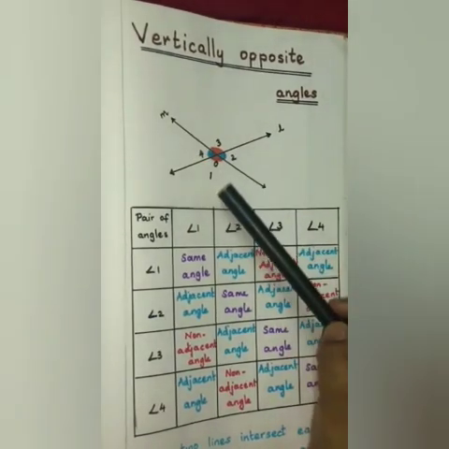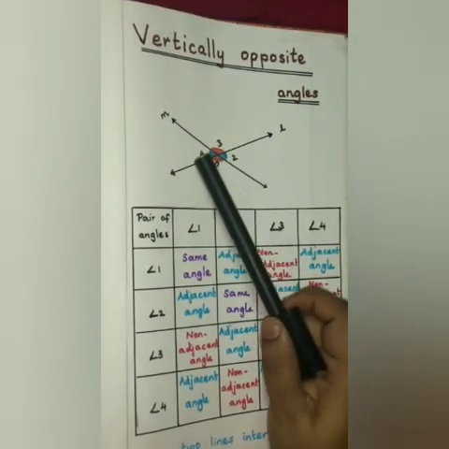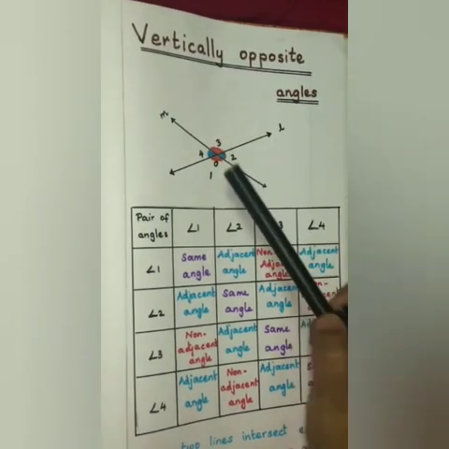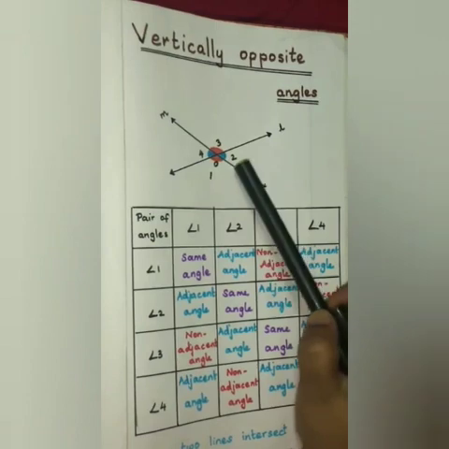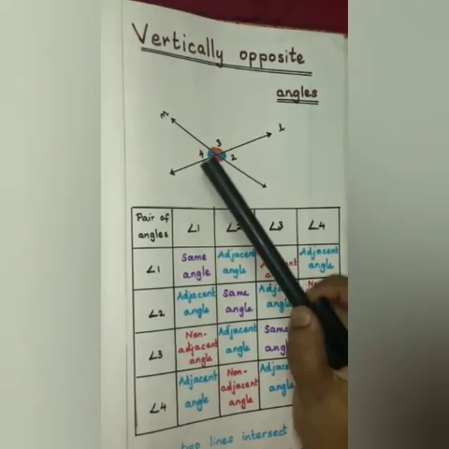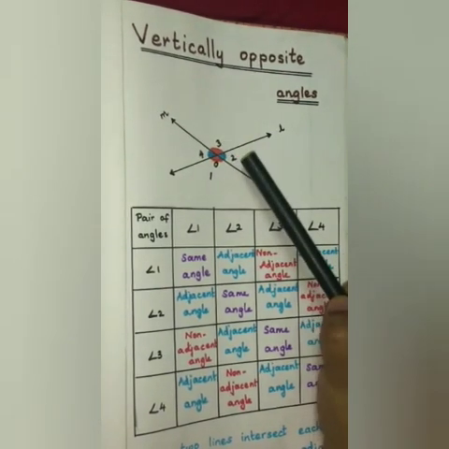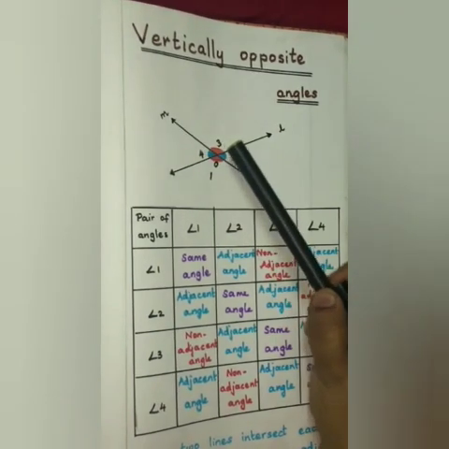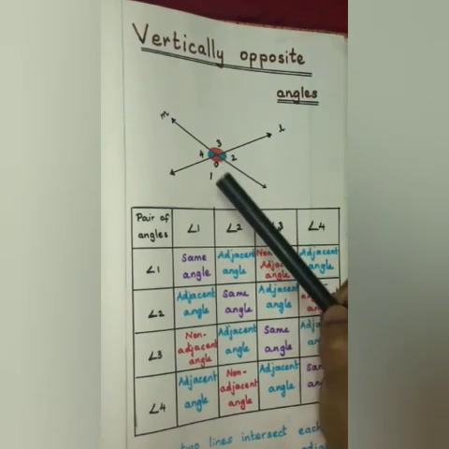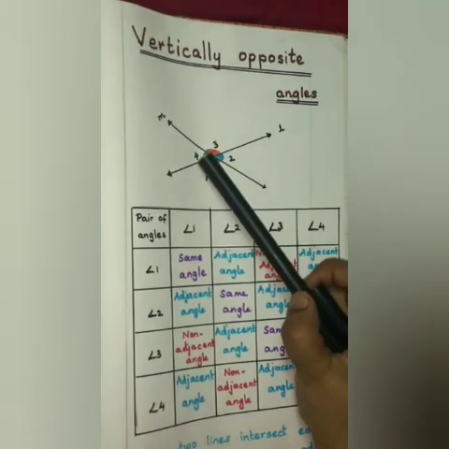Consider any one of the angles, say angle 1. Which are adjacent to angle 1? Angle 2 and 4 are adjacent to angle 1. Which is non-adjacent to angle 1? Angle 3 is non-adjacent to angle 1. Similarly, for angle 2, angle 1 and 3 are adjacent to angle 2 and angle 4 is non-adjacent to angle 2. For angle 3, angle 2 and angle 4 are adjacent and angle 1 is non-adjacent to angle 3. And for angle 4, angle 1 and 3 are adjacent to angle 4 and angle 2 is non-adjacent to angle 4.